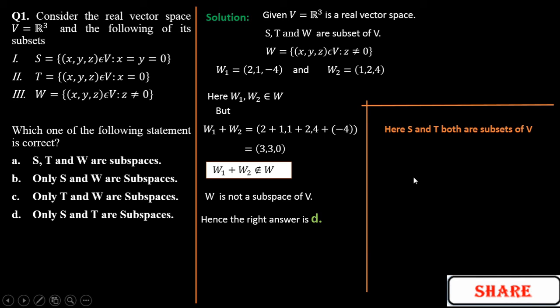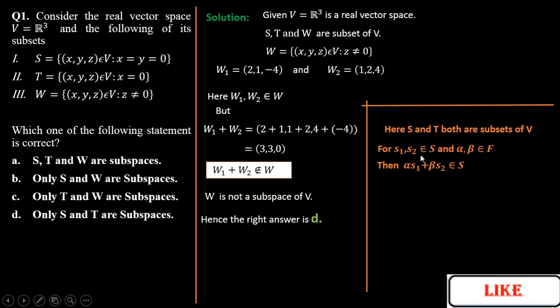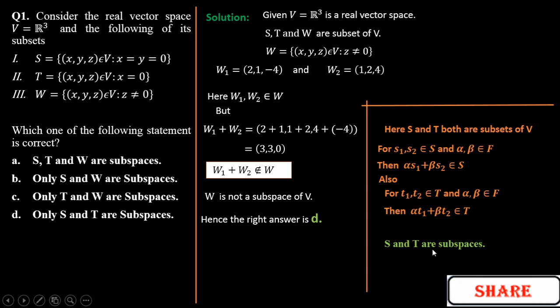So S and T both are subsets of V. How do we see that S and T are both subspaces of V? For that we take S1, S2 that belong to S, and alpha, beta that belong to the field F, because V is a vector space over some field F. In that case, alpha S1 plus beta S2 also belongs to S, and it is true for all S1, S2 and alpha, beta. In the same way, suppose T1, T2 belong to T, and alpha, beta again belong to the field over which V is a vector space. Again alpha T1 plus beta T2 also belongs to T. So in that case, S and T are subspaces.